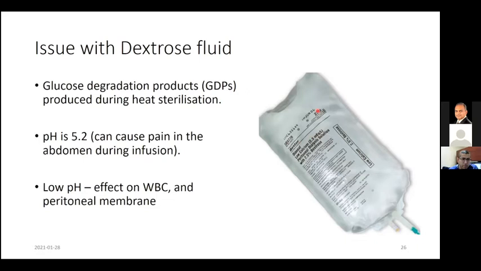The pH is 5.2 and it causes the pain in the abdomen during infusion, as I mentioned. Because of this low pH, which is non-physiological, it has an effect on the WBCs. They get stunned. Also, the acidic milieu doesn't allow them to function as they should, and that's the reason why they have increased risk for peritonitis. Because of this acidic pH, it can cause problems with the peritoneal membrane. The peritoneal membrane may get fibrosed, and the characteristics of the peritoneal membrane can change. So even if you start with simple PD, the patient may change the characteristics over a few weeks to months.